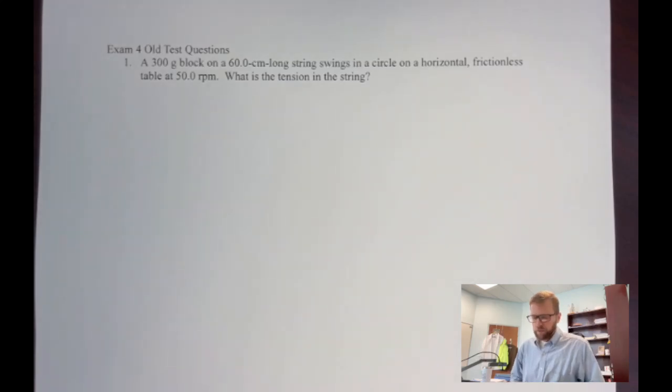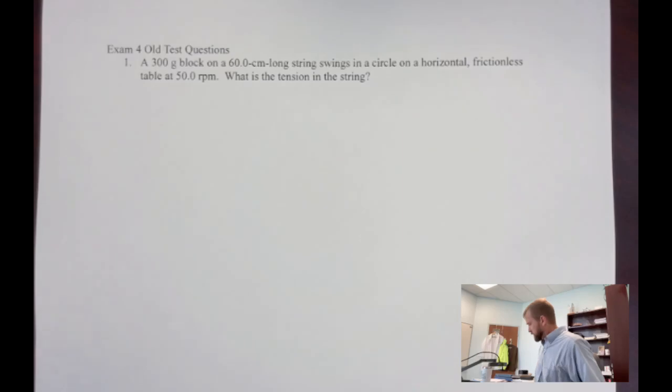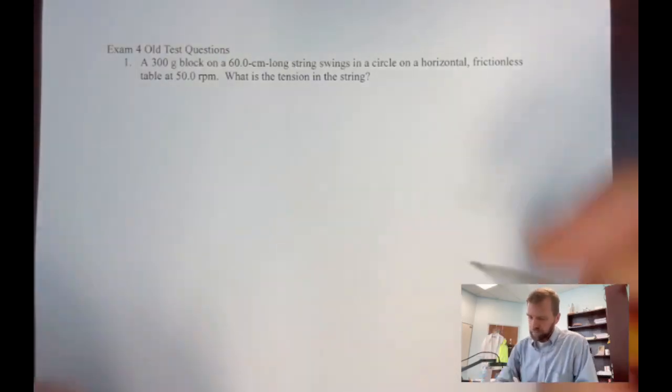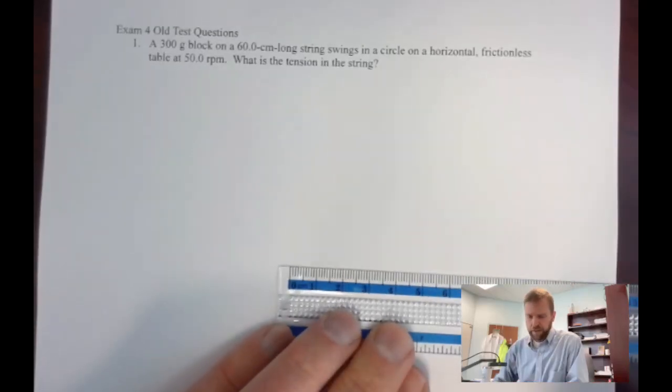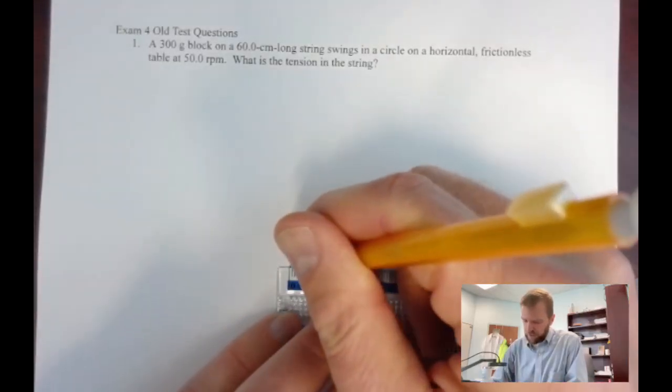All right, so this first one: a 300-gram block on a 60-centimeter long string swings in a circle on a horizontal frictionless table at 50 RPMs. What is the tension in the string? Let's go ahead and sketch out just a quick schematic of this. So we're going to need a 60-centimeter long string. Let me draw that.